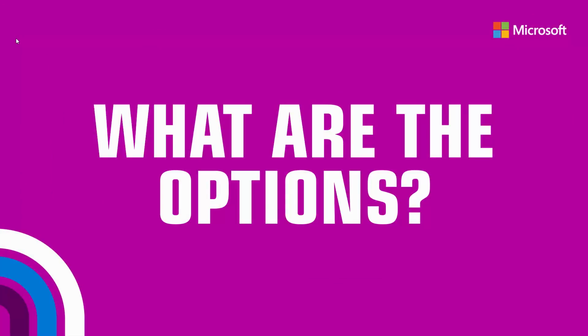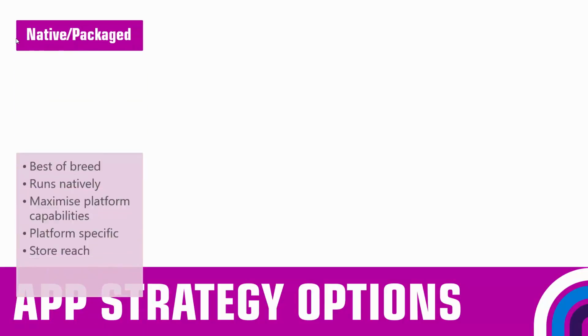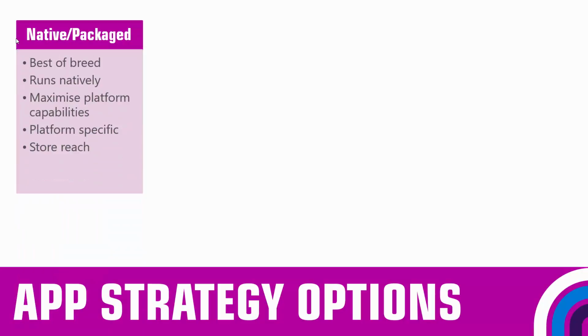So what are the options around hybrid apps? Well, first of all, what are the options around apps full stop? App strategy. There are four main approaches to building an app for a native operating system such as iOS or Android or Windows. Firstly, you have the native packaged app.